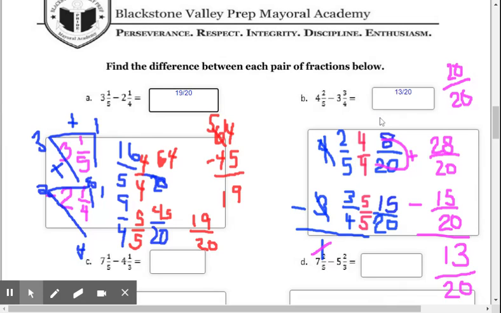But adding and subtracting are exactly alike until the very last step. And when it's subtraction, you subtract the numerators. Denominators stay the same. When it's addition, you add the numerators and the denominators stay the same. That's the only difference. Lots of steps. Take your time. The steps are in your notes.